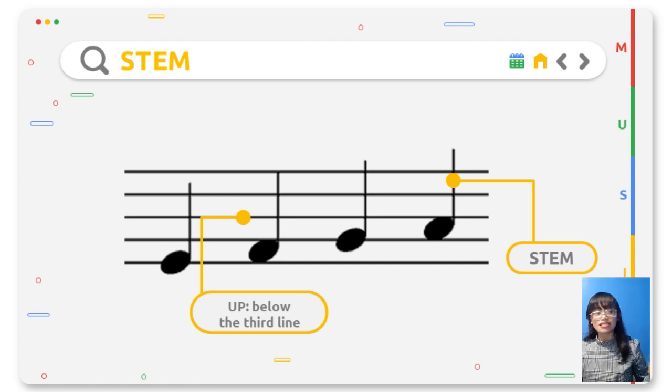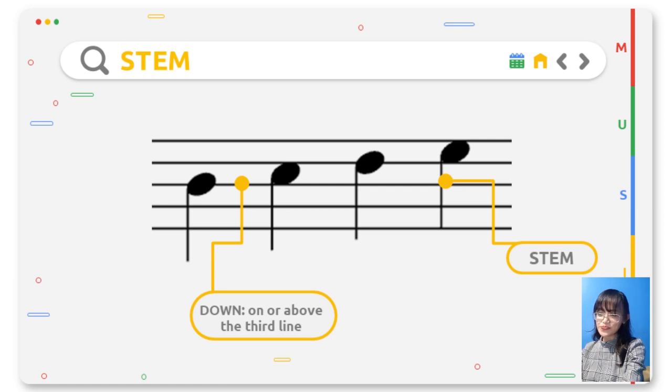The stems for half notes or quarter notes go up if the notes are below the third line of the staff. So when the note is below the third line, here is your third line, the stem will go up. But when our note is, okay, I'm having trouble with my screen. Okay, stems go down if notes are on or above the third line.